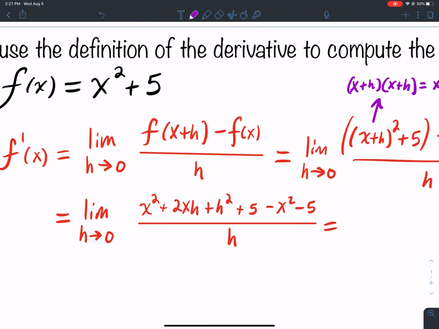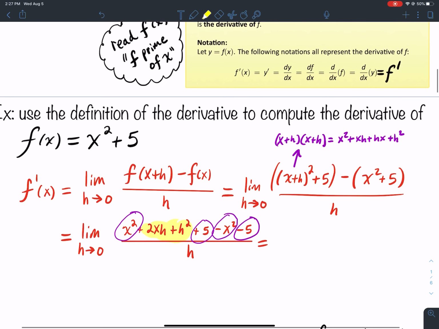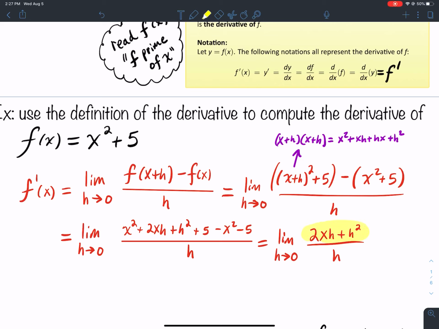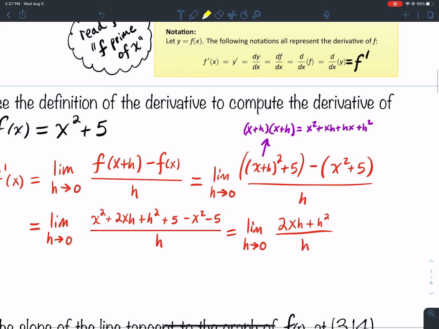Okay, now that I'm down to this point, I'm going to do some algebraic simplification. X squared terms cancel. The 5 and the negative 5 cancel. And so all that I'm left with is 2xh plus h squared in the numerator. So I have that. What do I see? All of these terms have what in common? They all have an h in common. So what can I do? I can factor an h out of the numerator. If I factor an h out of the numerator, I have 2x plus h left inside.